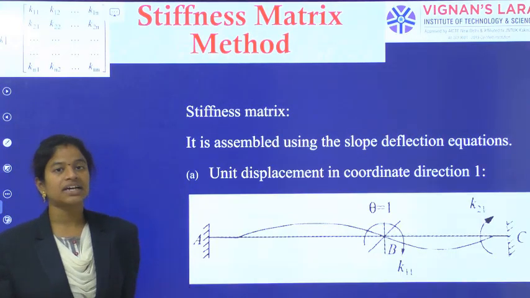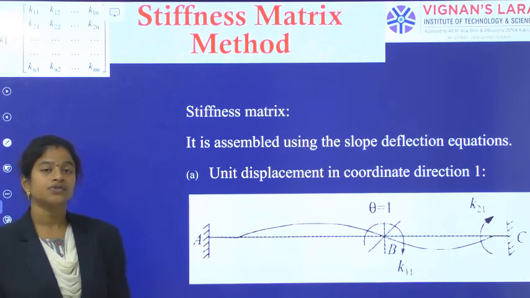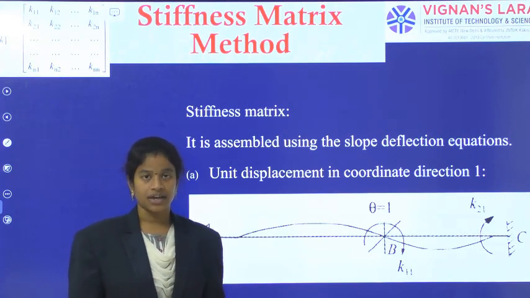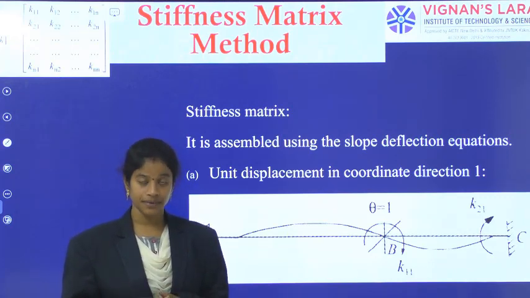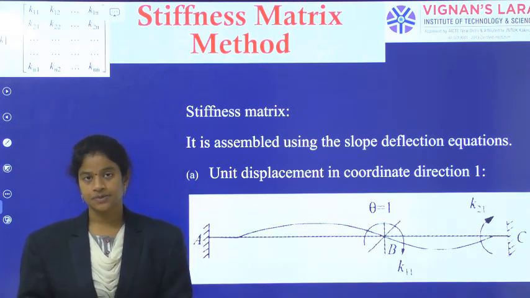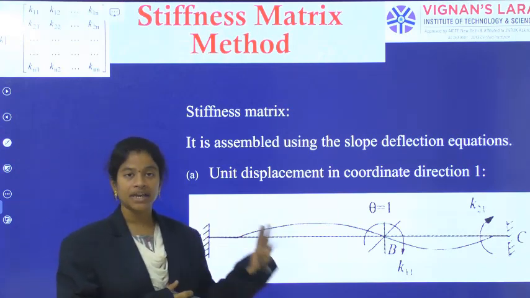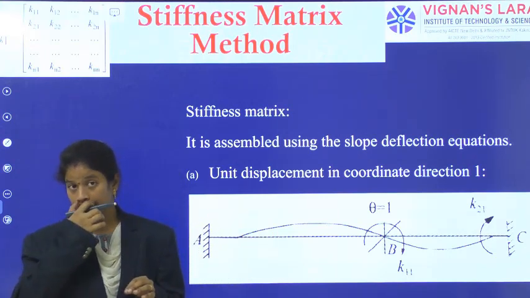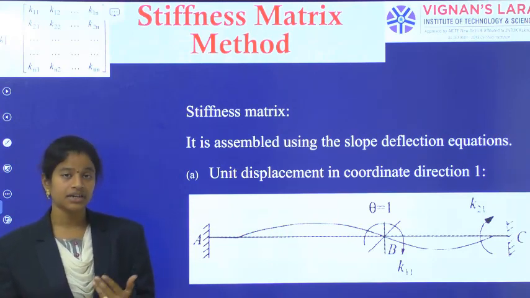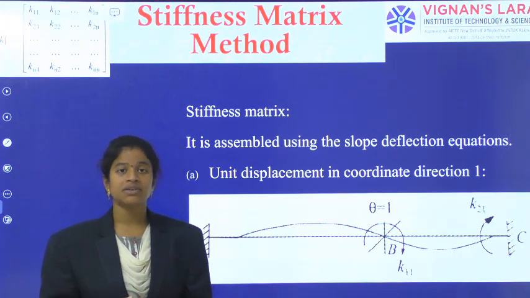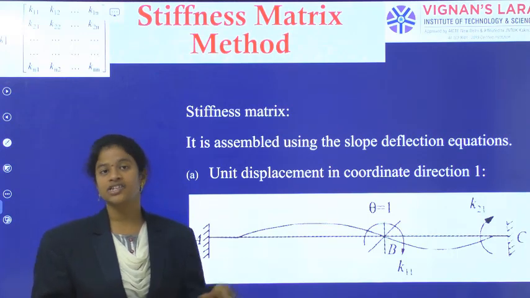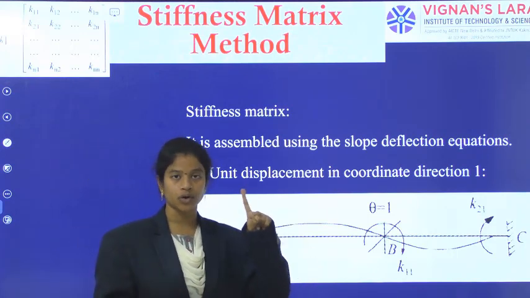Next, after knowing the PL vector, the stiffness matrix needs to be generated. How will we generate the stiffness matrix? For the restrained structure, in the coordinate direction, we will give 1 unit displacement. So the stiffness matrix can be generated by applying unit displacement at the coordinate in the direction of the coordinate. Firstly, I am applying it for coordinate 1.